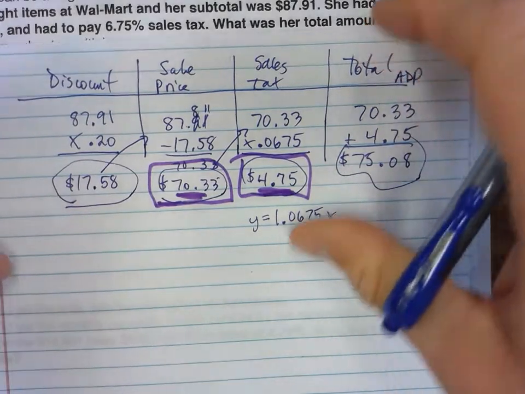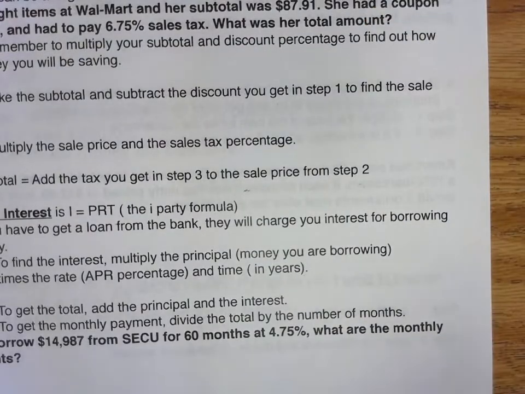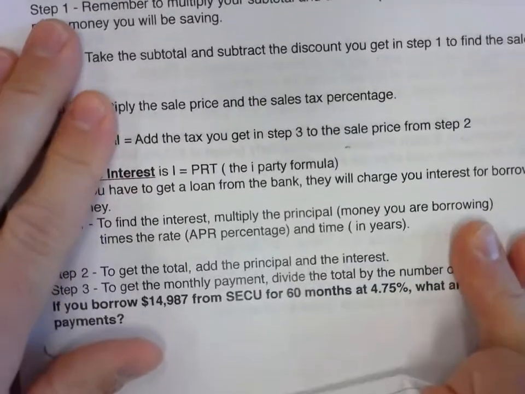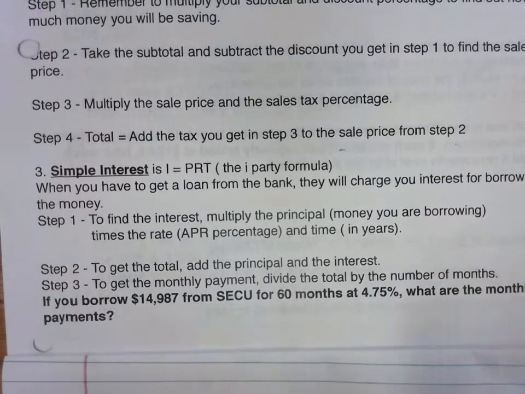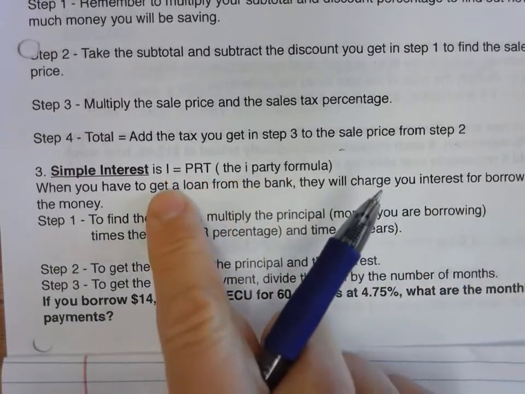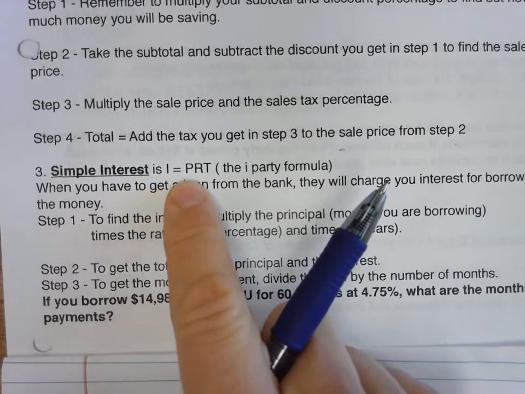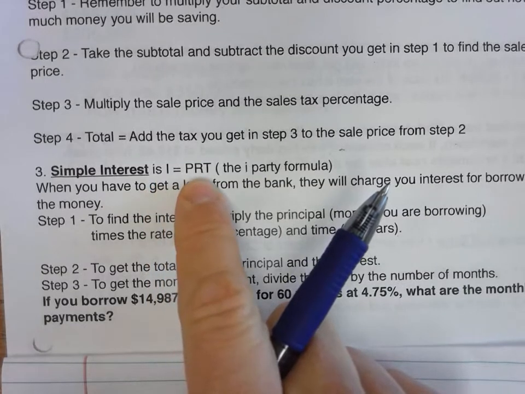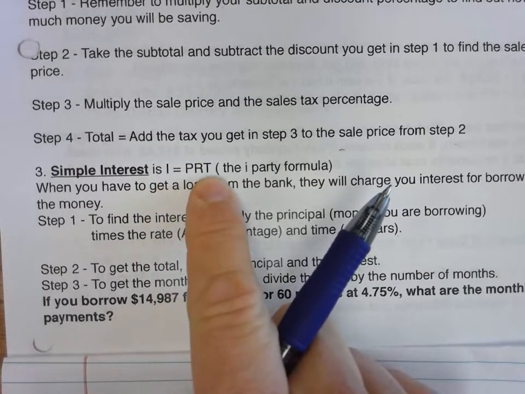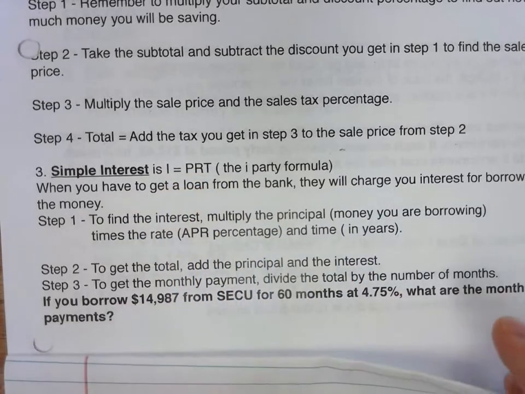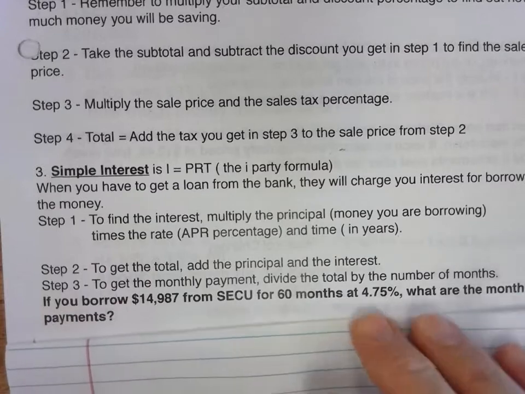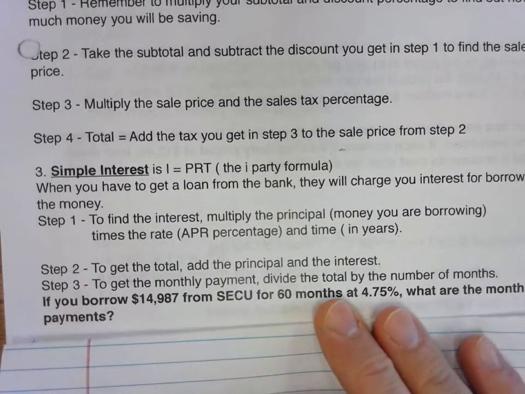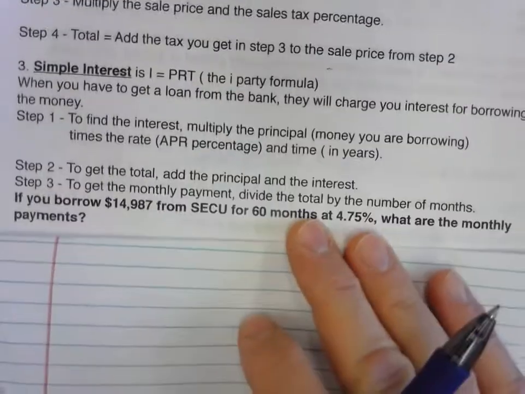All right. Let's go down to the simple interest question. That's I equals PRT. You like to party? I like to party. Everybody likes to party. So I equals PRT. Remember, the I stands for interest, the P stands for principal, the R stands for rate, the T stands for time. So I'm going to multiply those together, and that gives us the interest. We're also going to go with the total and the monthly payment. So let's take a look at our problem down here.